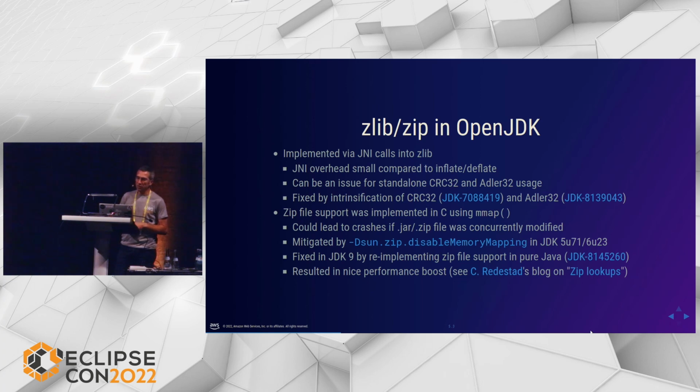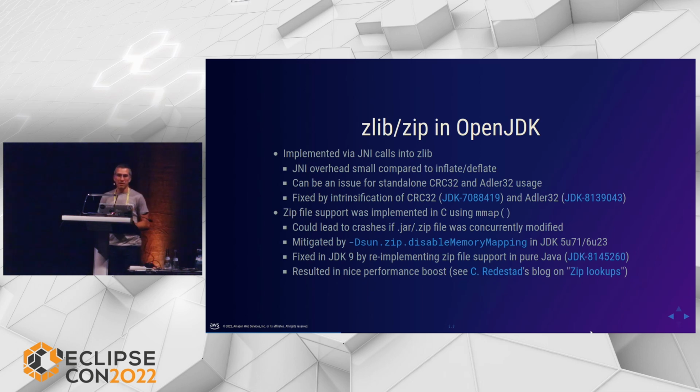And that led to a lot of problems when these jar files, which were memory mapped into a Java process, were concurrently modified. That happened quite often. For example, if war files were deployed and then overwritten, or during development when people changed their class paths while the Java application was running.